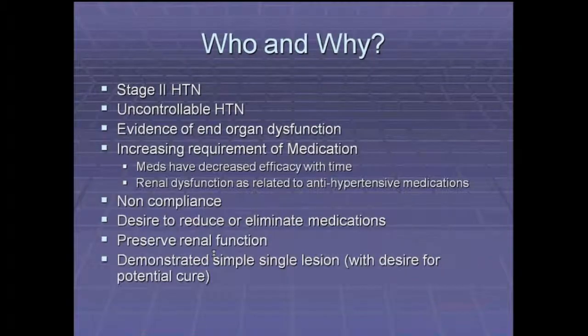All right? So who and why? So who gets an angiogram? Children with stage 2 hypertension, greater than 95th percentile, should get an angiogram. Children with uncontrollable hypertension, children with evidence of end organ dysfunction and hypertension, those with increasing requirement of medication, for instance, if they've been on a single drug for quite some time and now they're needing 2 drugs, it shows me that there's decreased efficacy with time, and therefore we should probably elect to do it. We can be a little bit more aggressive.